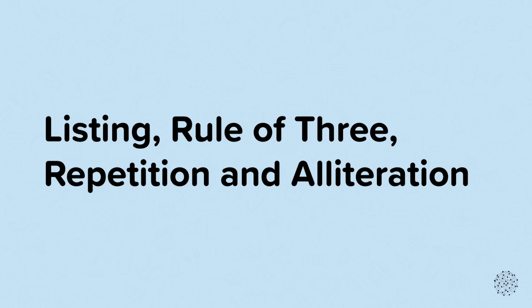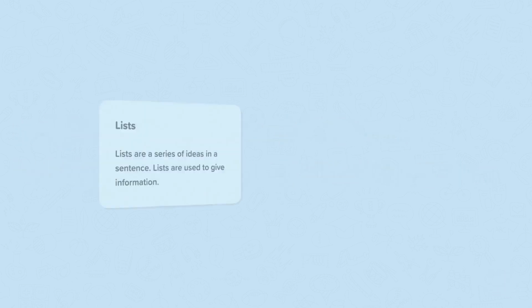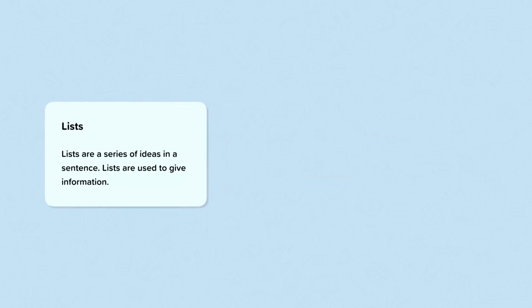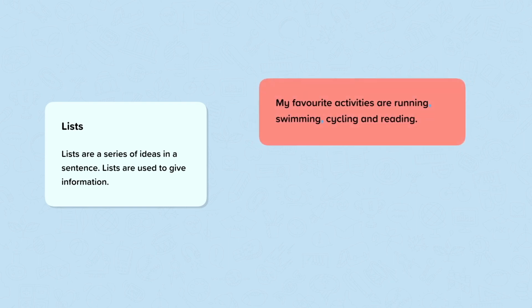Listing, rule of three, repetition and alliteration. Lists are a series of ideas in a sentence. Lists are used to give information. For example here, my favourite activities are running, swimming, cycling and reading.